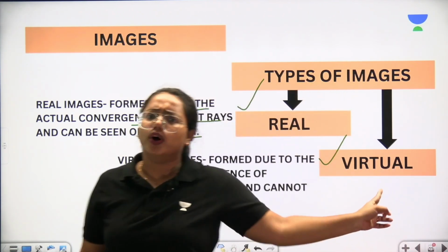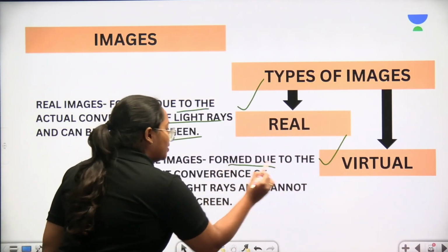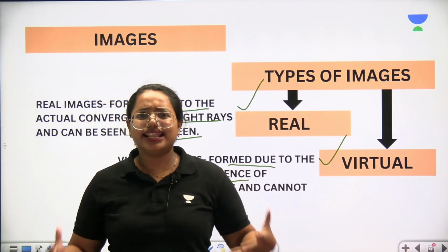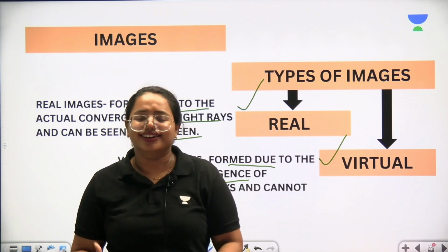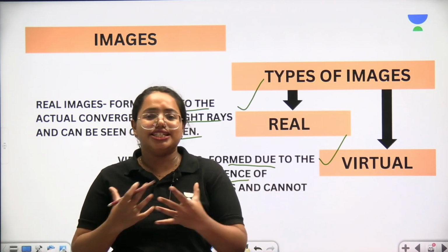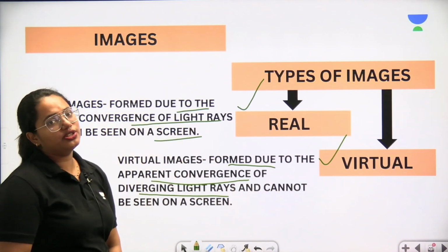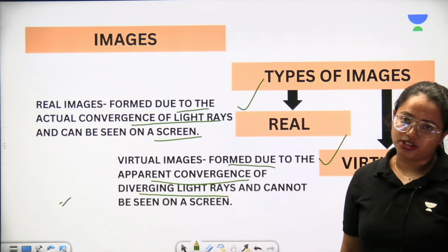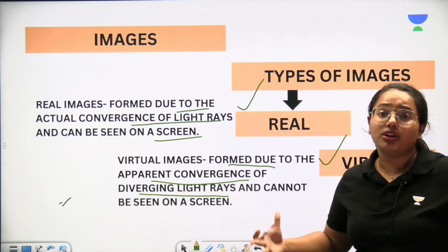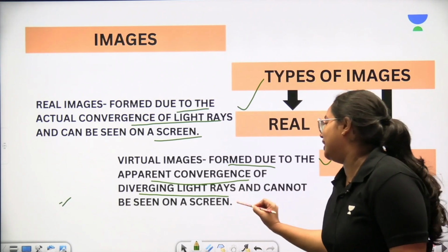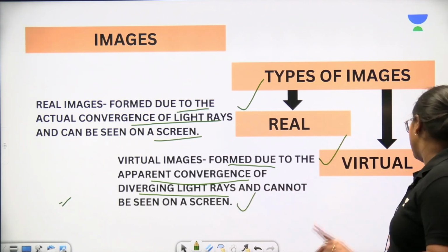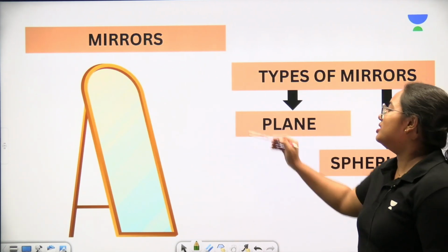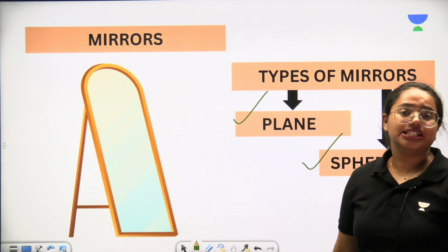But what about a virtual image? These are formed due to the apparent convergence of diverging light rays. Or you can say that they never meet each other. The light rays never meet each other, and this is due to the apparent convergence of divergent light rays. Very, very important. So virtual images cannot be obtained on a screen. These are very, very important. And now we are moving towards mirrors. There are mainly two types of mirrors: plane mirrors and spherical mirrors.